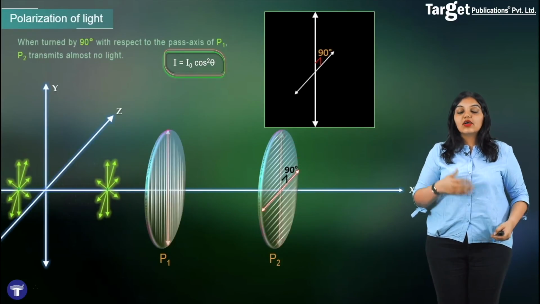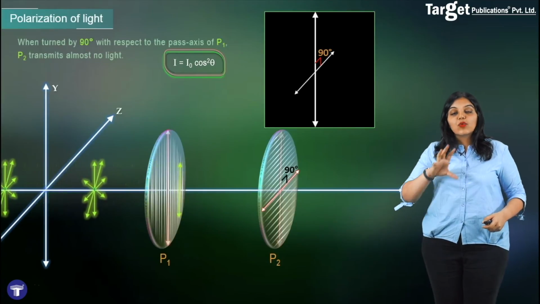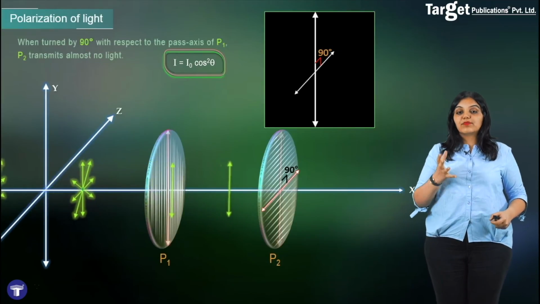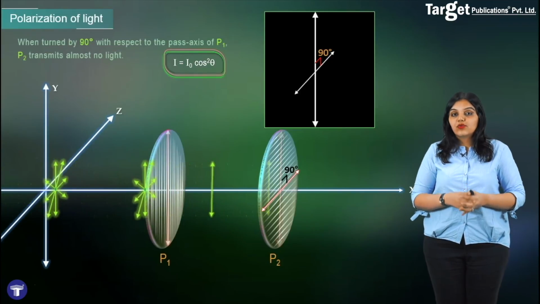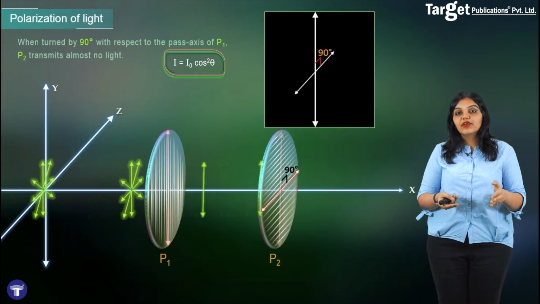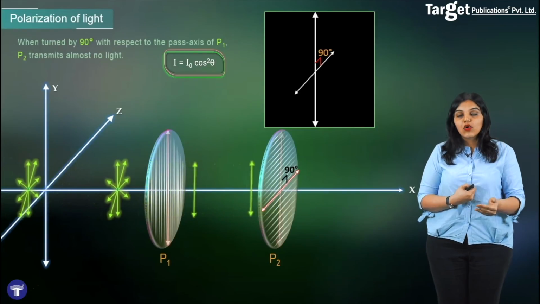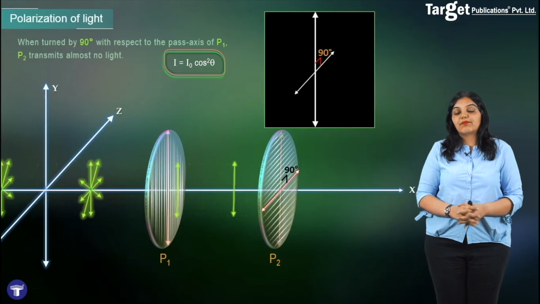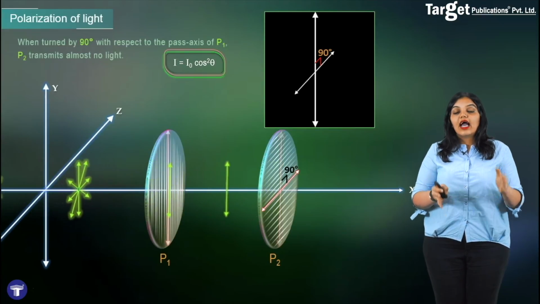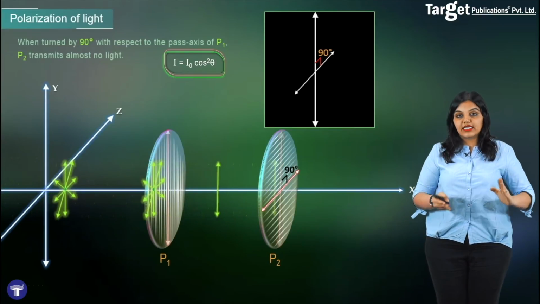When you change this angle to 90 degrees, it was observed that P2 is transmitting almost no light. That is, when the pass axis of the second Polaroid was placed at 90 degrees to the first one, the Polaroid was transmitting no light, and from Malus's law this is obvious because cos 90 is 0, that is, the output intensity will be 0. So remember, Malus's law was applied when you had two Polaroids and theta was the angle between their pass axes.